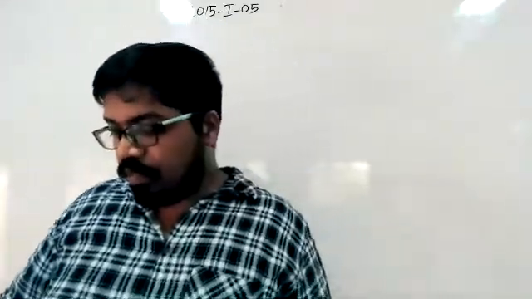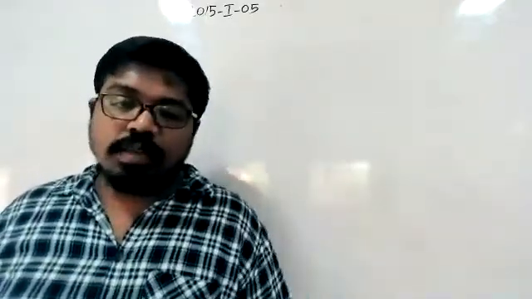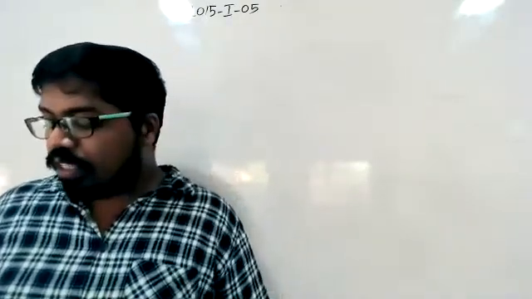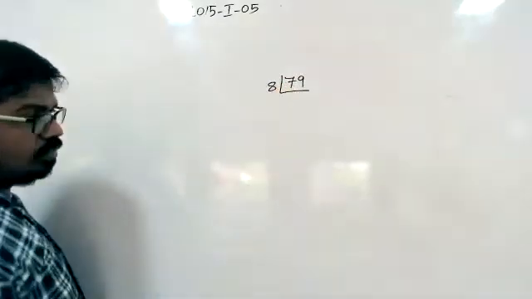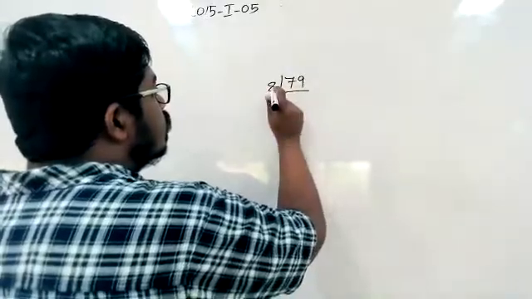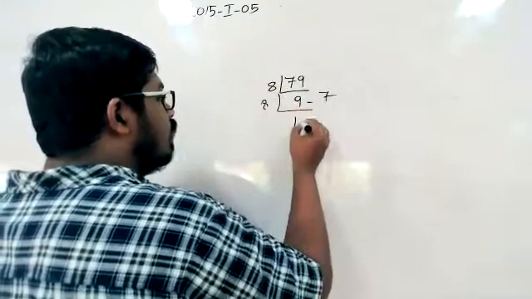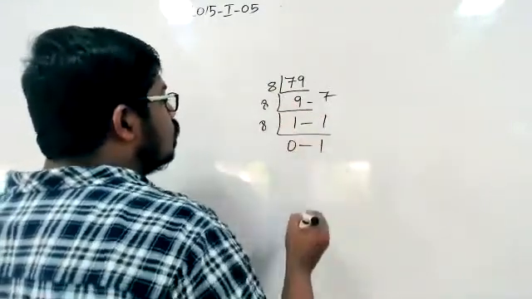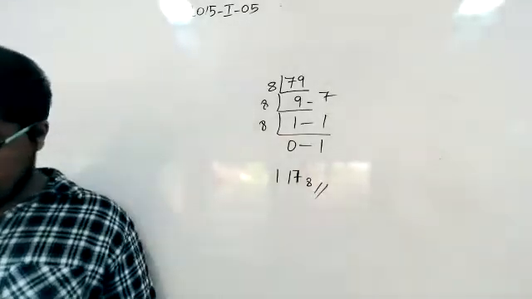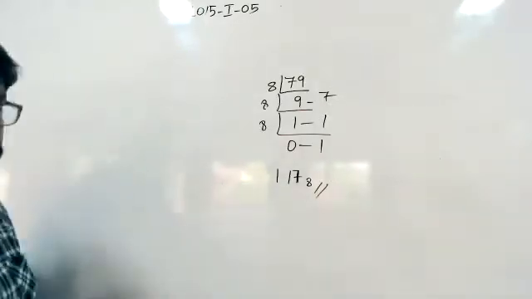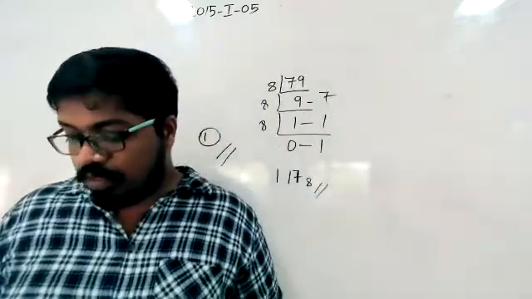Which of the following octal number is equivalent to decimal number 79? Right? So all the answers are in octal because they ask you the octal equivalent. So don't worry about that one. So straight away you can write 79 and then convert it into equivalent octal. Right? So here it will be 9 times 8 and the balance will be 7. 1 times 8, and 1. So your answer will be 117 base 8. That is your first answer option. So that's the end of question number 5.